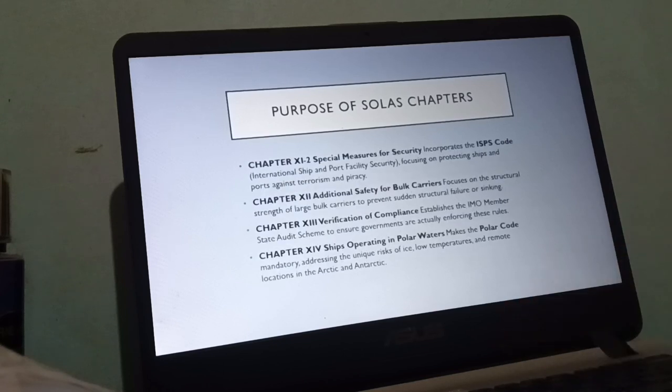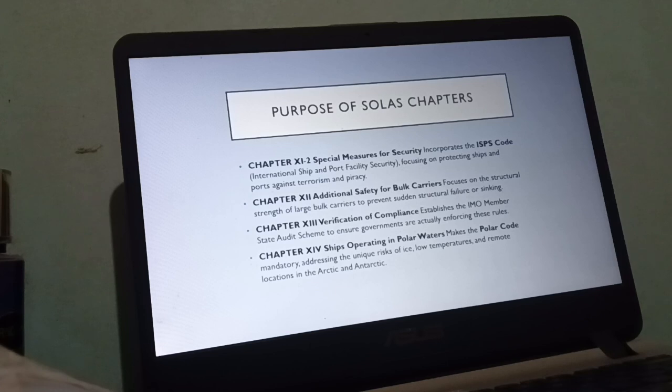In chapter 11-2, special measures for security incorporates the ISPS Code, International Ship and Port Facility Security, focusing on protecting ships and ports against terrorism and piracy. In chapter number 12, additional safety for bulk carriers, focuses on the structural strength of large bulk carriers to prevent sudden structural failure or sinking.